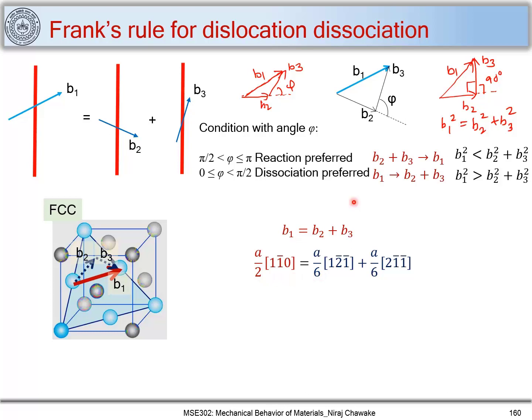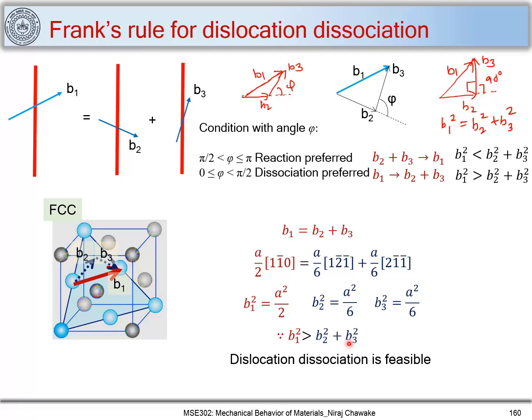Now let's find out from the energy criteria whether this is feasible. B1 square will be a square upon 2, B2 square will be a square upon 6, and B3 square will also be a square upon 6. You can see that B1 square is greater than B2 square plus B3 square, and thus this dislocation can dissociate into B2 and B3. So B1 can dissociate into B2 and B3, and this is feasible.